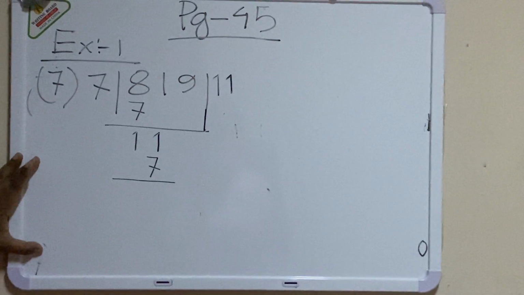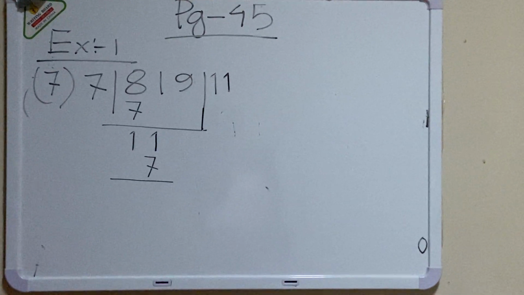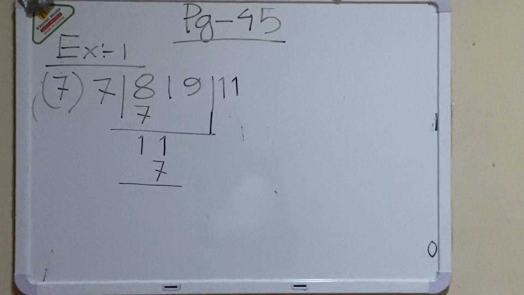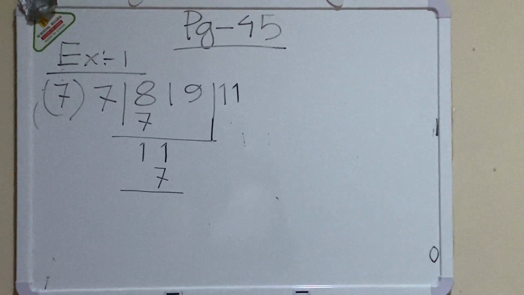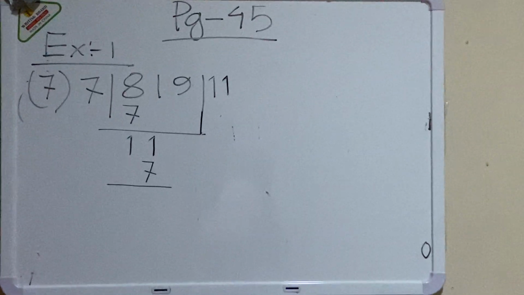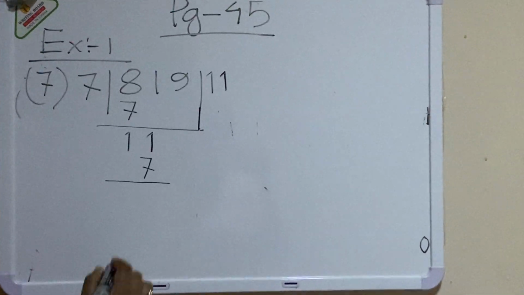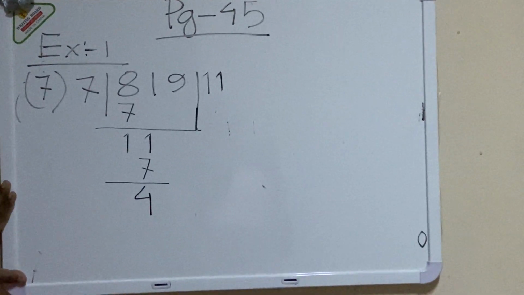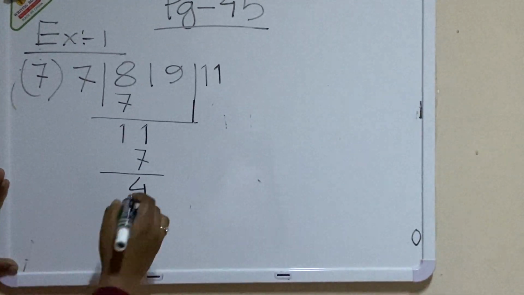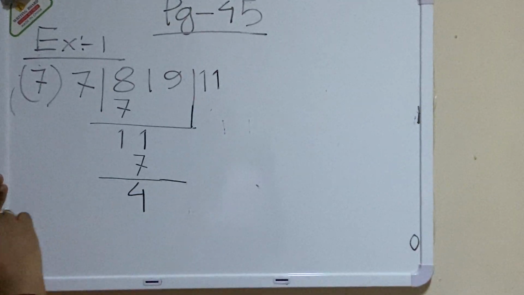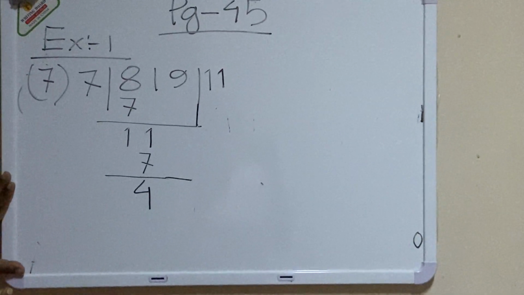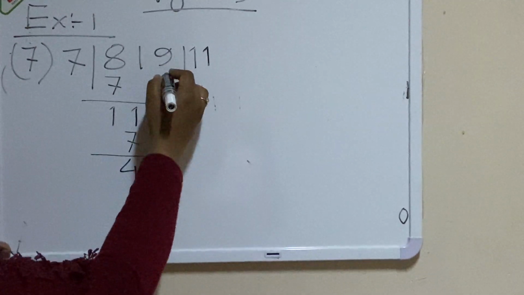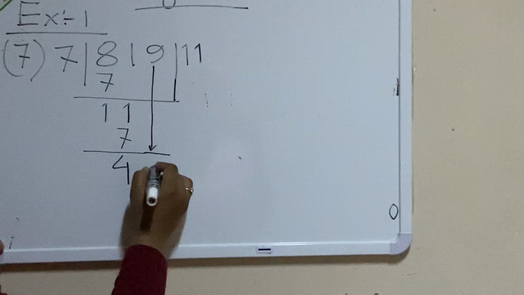After doing this subtraction, 11 minus 7, if you keep the 7 with you and count up to the 11, you find 8, 9, 10, 11. The 11 minus 7 is 4. So 4 cannot be divided by 7. I have to check if there is any number left to divide or not. Yes, the 9 I didn't divide yet. So take this 9 down.